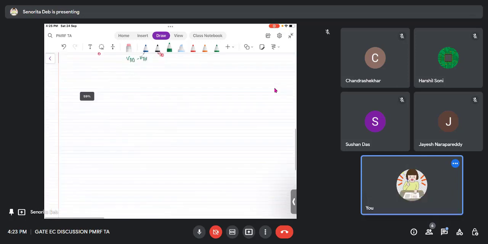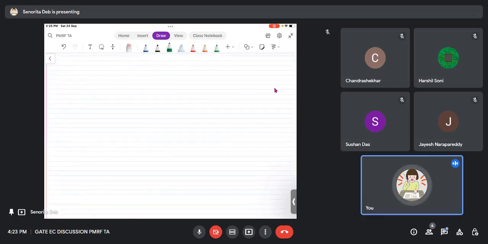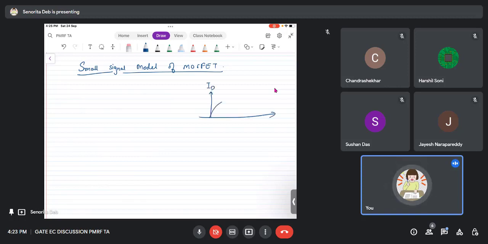Okay. So next is the small signal model. Let's start with that. We'll draw the small signal model of the MOSFET. Okay. So now we had seen that ID varies with VDS, right? We saw it in last class. We saw this kind of a graph, right? And we said there is a slope here because of finite R naught and all those things we saw, right?